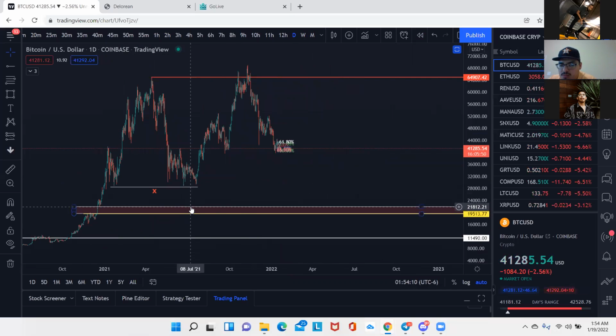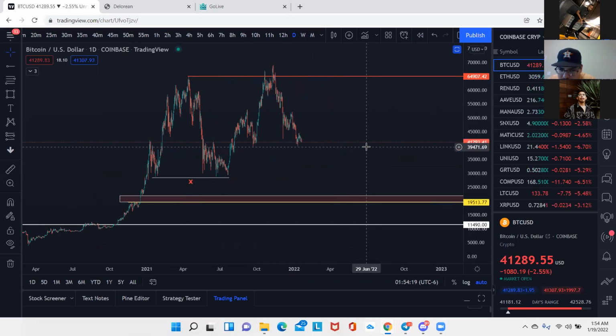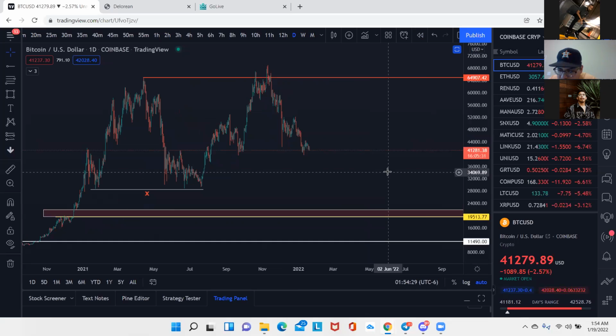Even if it doesn't retrace that deep, this would be a nice little range. Man, I'm getting anxiety. I would just love for this to happen, because by the time this happens, bro, I'll be big funded and I'm gonna be ready to buy everything. Damn, that would be beautiful.